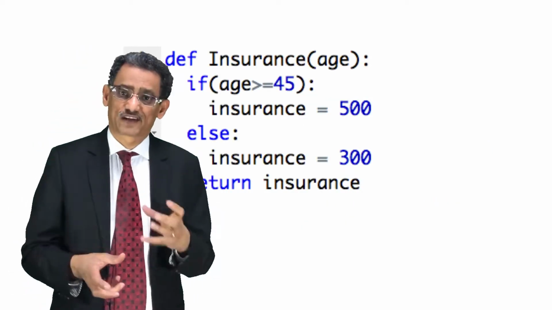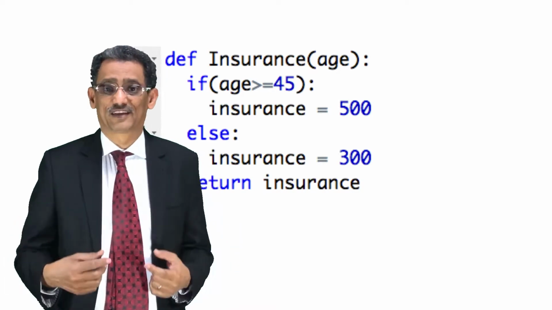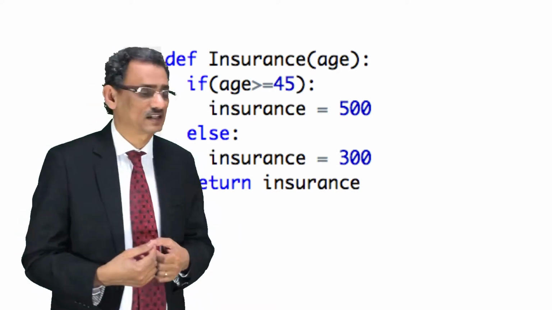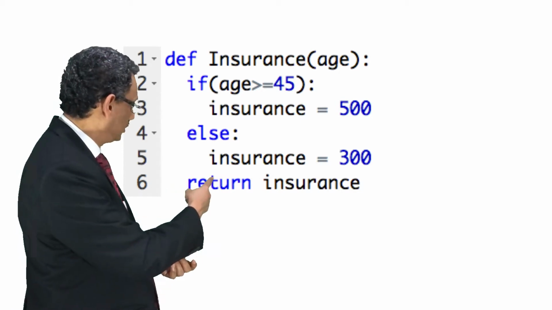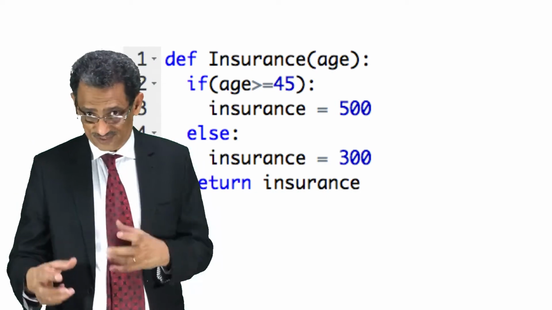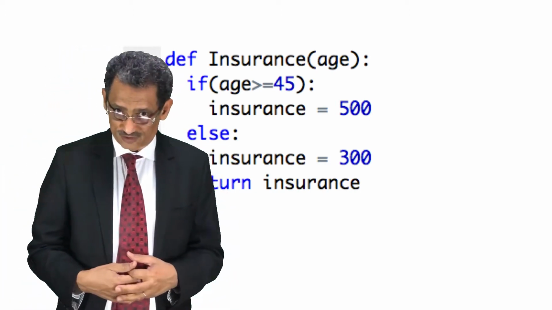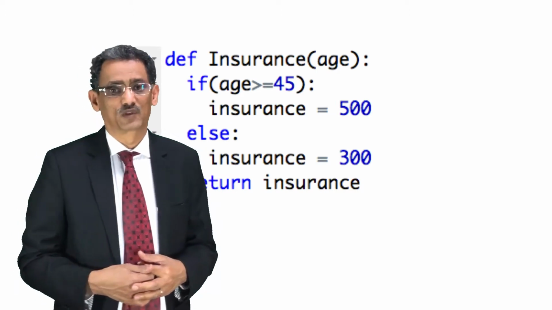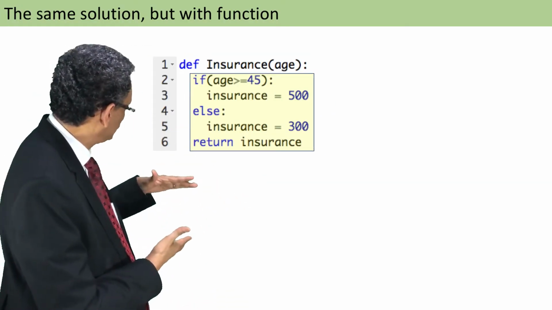And because we're using a function, we need to return back the result to the calling function, so we're using the keyword return. So return insurance. So after finding what the rate is, is it 500 or 300, it will send it back to the caller function. That's our function now.